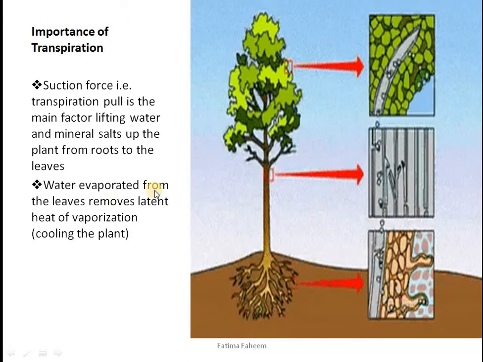Then this water evaporated from the leaves also removes the latent heat of vaporization, giving the cooling effect to the plant. It saves the plant from the scorching effect of the sun, just like sweating does to us. Sweating takes the excessive heat from our body and makes us feel cool. Same is the case with transpiration. The evaporation of water molecules from the surfaces of the plant also gives a cooling effect to the plant, and saves them from the scorching heat of the sun.